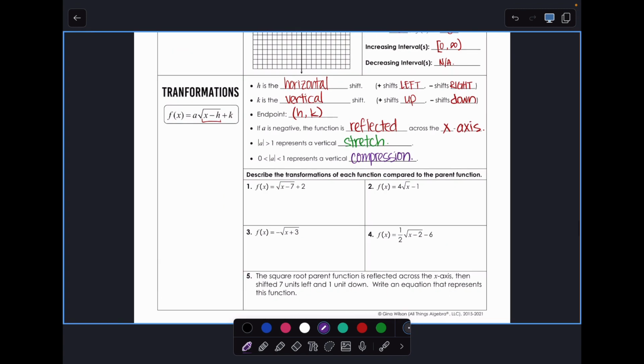Here we go. I need you to describe the transformation. I am going to make this as simple as possible for you on the test. I want you to tell me where the endpoint is, what kind of shift it went through, the translation, and if there's anything else I should know about it, such as reflection, vertical compression or stretch, by how many, what the scale is, by what value.